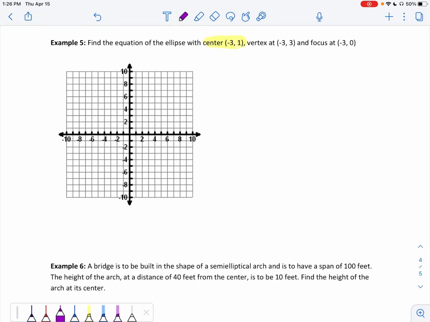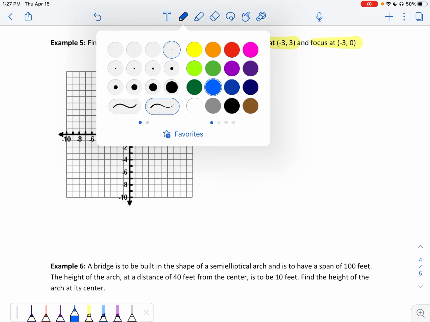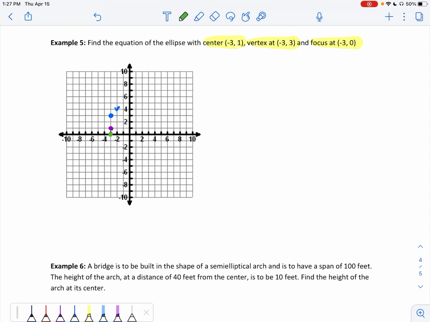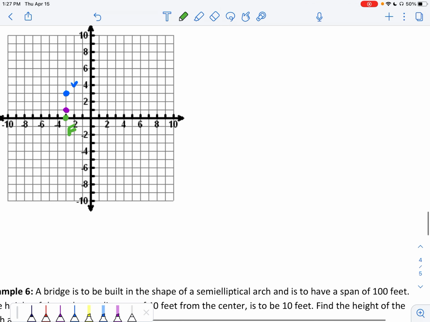So I'm going to go ahead and just kind of sketch this out. So the center is at -3, 1. We have a vertex at -3, 3. And then we have a focus at -3, 0.